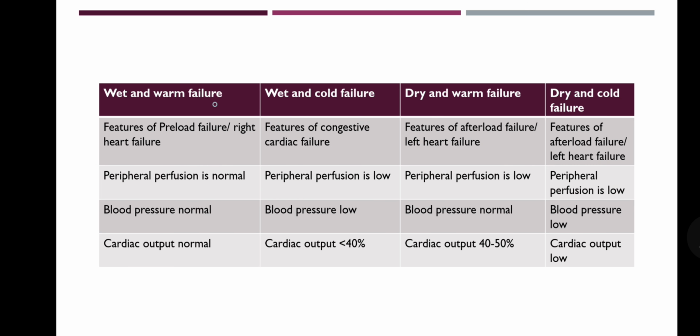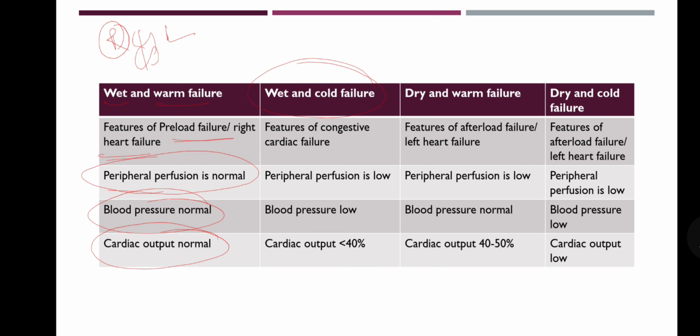Wet and warm means, this is the heart, this is right and this is left, this is right heart failure. That means wet and warm. That means the ejection fraction, that means cardiac output, is normal and blood pressure is normal, and peripheral perfusion is also normal, but there are features of preload failure or right heart failure. That means bilateral pedal edema, raised JVP along with tender hepatomegaly. Wet and cold failure means congestive cardiac failure with shock. That means the heart has both right heart and left heart failure along with shock. That means the ejection fraction is very much low.